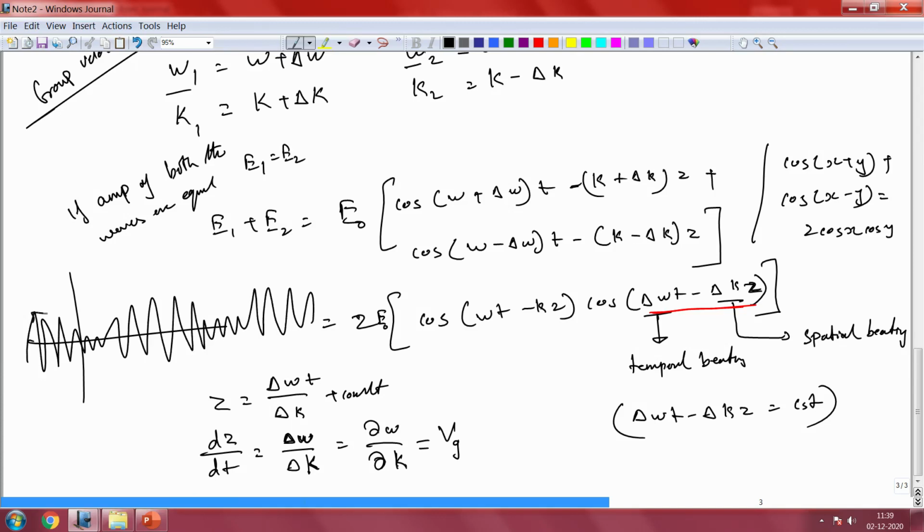So you can see here there is an envelope, as you move along. There are two waves here: one at lower frequency and one at higher frequency. This is omega 1 and this is omega 2. When you have them together, it's almost like a modulated signal.